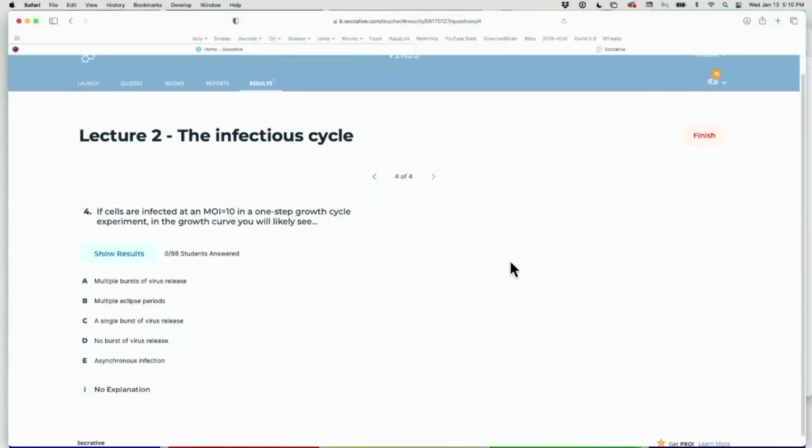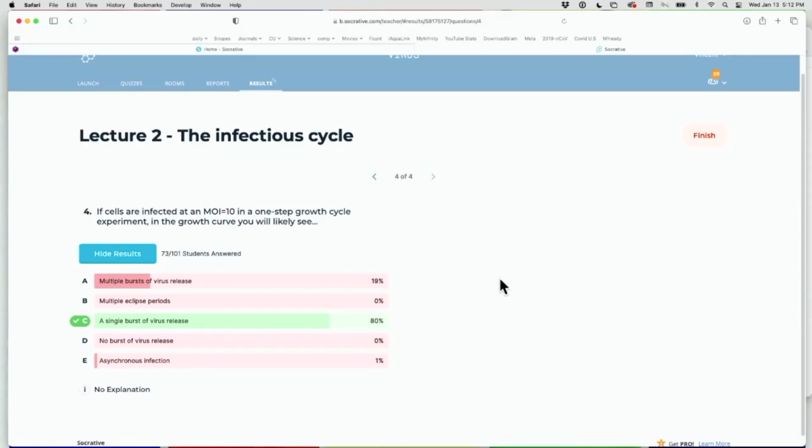So our last question today is, if cells are infected at an MOI of 10 in a one-step growth curve, in the growth curve, you will likely see A, multiple bursts of virus release, B, multiple eclipse periods, C, a single burst of virus release, D, no burst, E, asynchronous infection. Okay, let's see what happened here. Most of you, 80%, got C, a single burst of virus release. Right, MOI of 10, all the cells or almost all the cells are infected. You're going to have a one-step growth, so you're going to have a single burst.